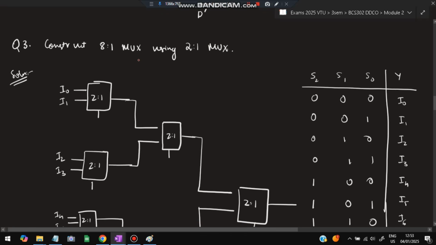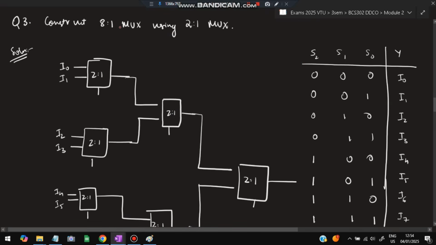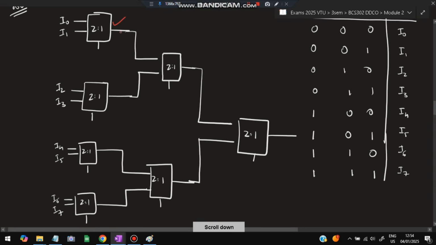Next we have to construct an 8:1 mux using 2:1 muxes. So here we have to just use 2:1 muxes. Since we need 8 inputs, 8:1 means 8 inputs and 1 output. If you want to make it using 2-input muxes, how many twos will we require? We'll require 4 twos, right? For a total of 8, we need 4 times 2 inputs. So we'll take 4 multiplexers here, 2:1, 2:1, 2:1, 2:1, and we'll give the inputs I0 till I7.